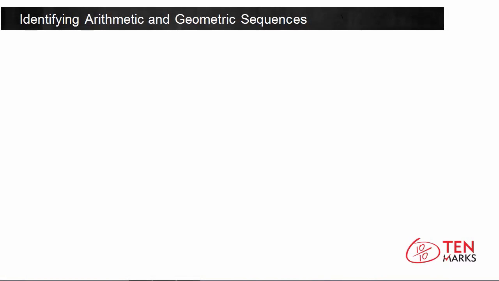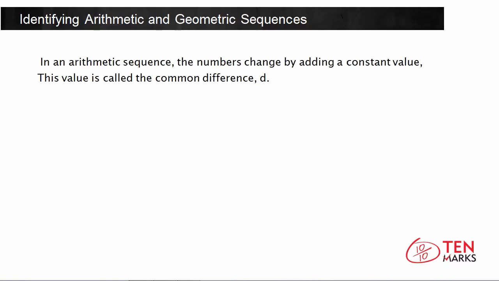In this lesson, you will learn how to identify arithmetic and geometric sequences. Recall that a sequence is a list of numbers in a particular order. First, I'm going to talk about arithmetic sequences. In an arithmetic sequence, the numbers change by adding a constant value. This value is called the common difference, which we represent with the letter D.